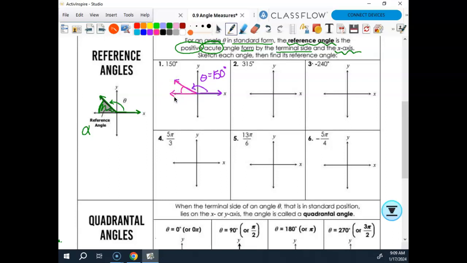So what would the measure of that angle be? 30, right? So that means this is alpha, and it's equal to 30 degrees. Always positive, always acute, always the shortest way back to the x-axis. Okay? Everybody good with that?